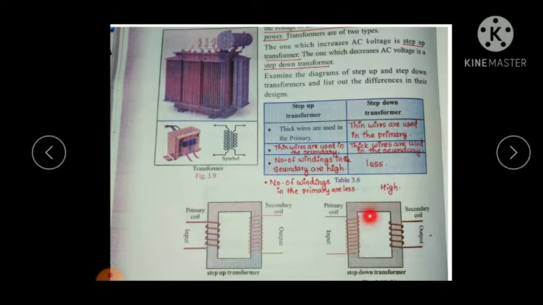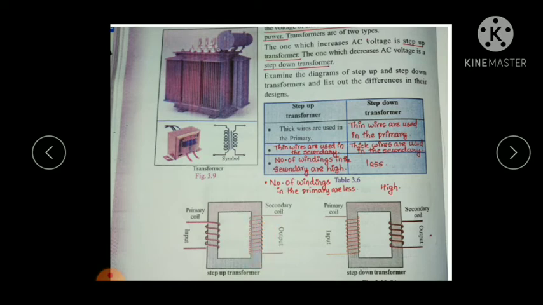While in the case of a step down transformer, the number of windings in the primary coil is high, while in the secondary coil it is less. So there is a decrease in the number of coils from primary to secondary. That is a step down transformer. Here the number of turns increases from primary to secondary, so it is a step up transformer.